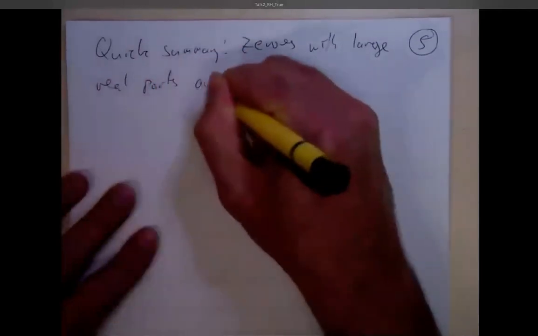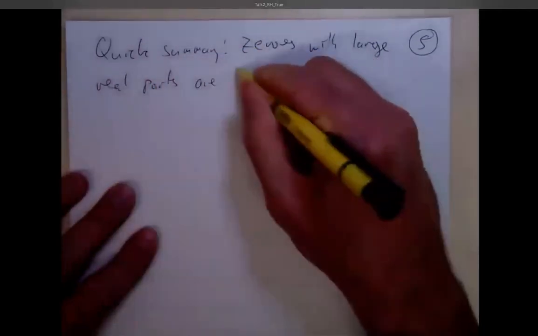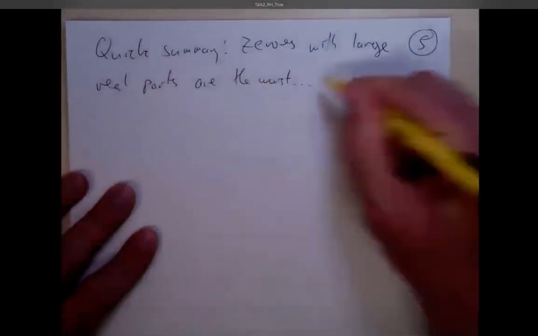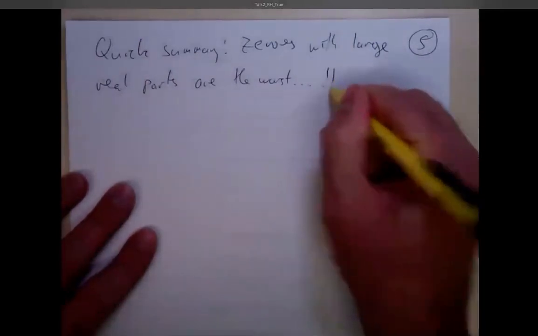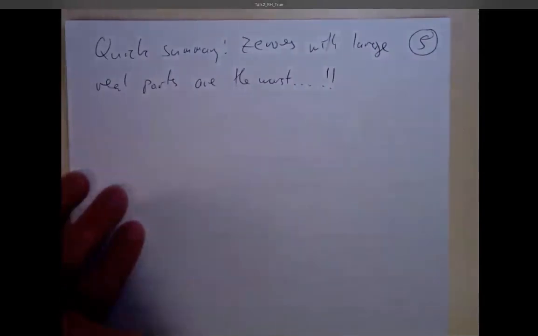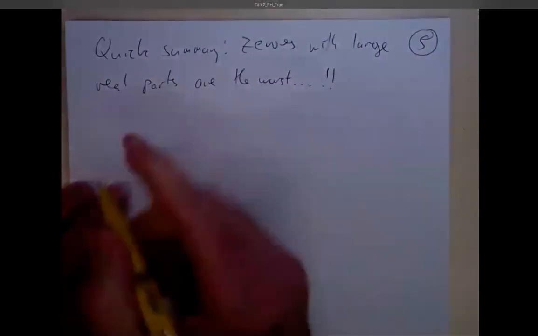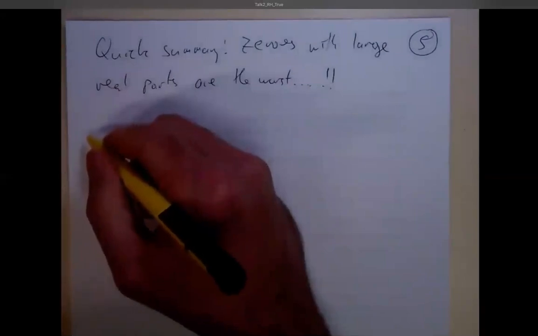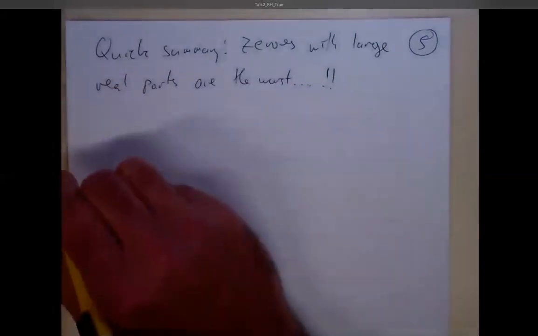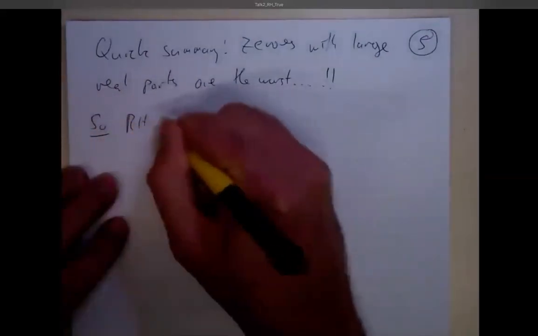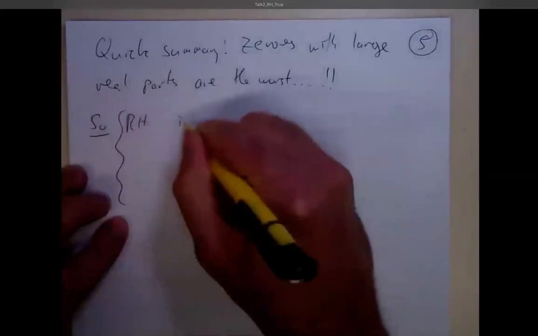So, a quick summary of where we're up to now, just about halfway through the talk, I should think. When I say zeros, I mean non-trivial zeros. The zeros of the zeta function are very important for the distribution of primes. Zeros with large real parts are the worst. They're absolutely terrible. The best thing for us is zeros with small real parts, and the smallest they can be is sigma equals 1/2, because you can't get any smaller than that. So zeros with large real parts are terrible.